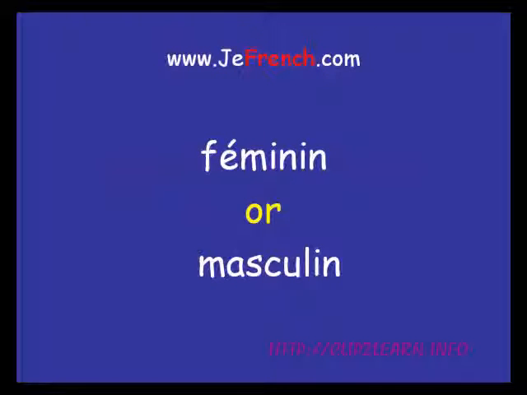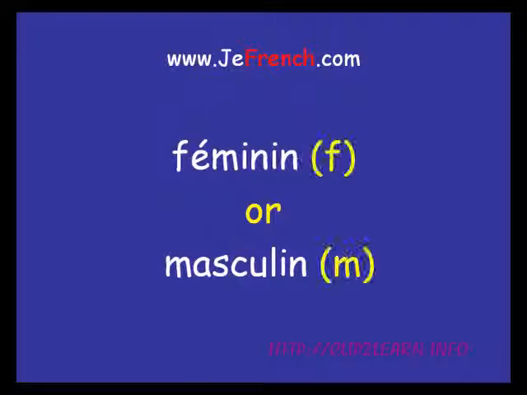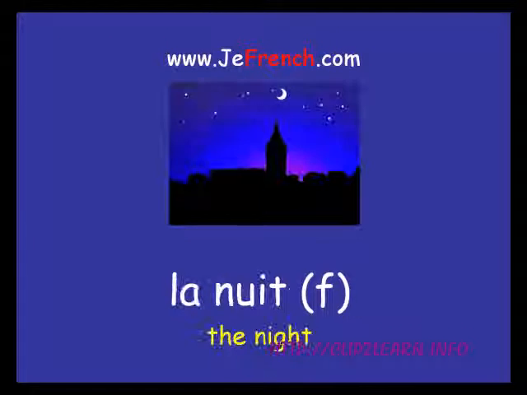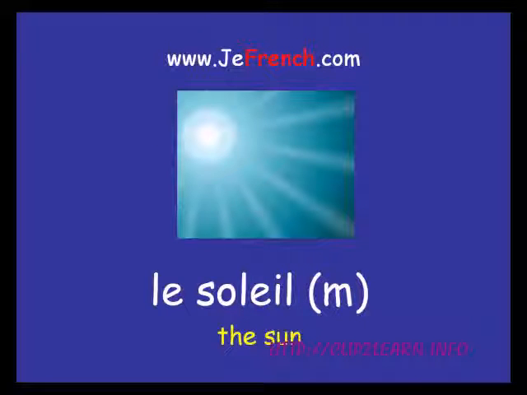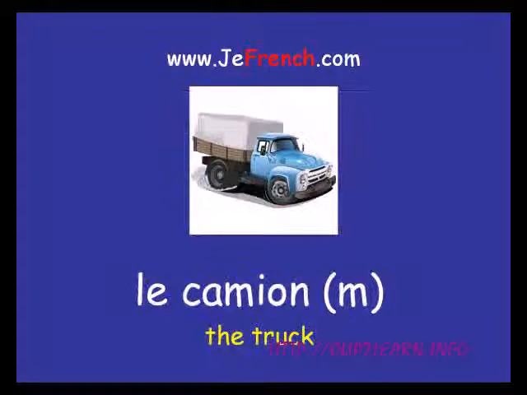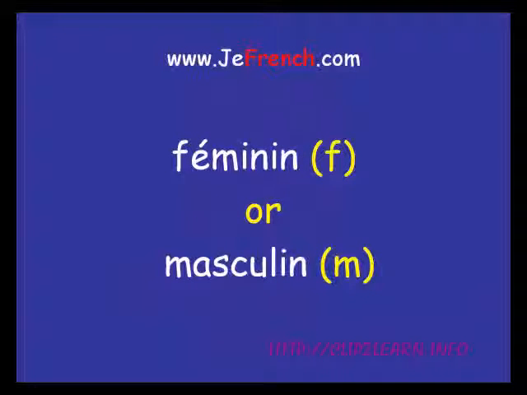Every noun in French is either féminin or masculin, feminine or masculine, female or male. It's a grammatical gender. Usually in dictionaries, you'll see it symbolized by a little F or a little M in parentheses. Examples are une tasse, a cup, féminin. La nuit, the night, féminin. Le soleil, masculin, the sun. So the sun is masculine. La voiture, the car, féminin. Le camion, the truck, masculin. So féminin or masculin, it's either or.